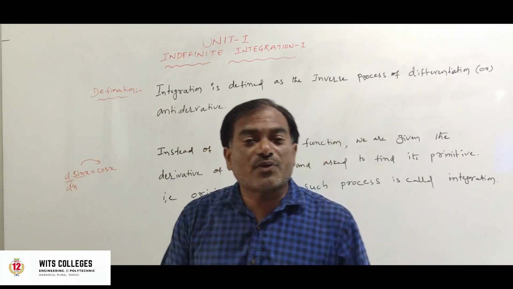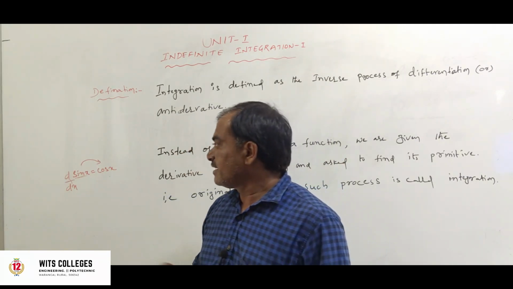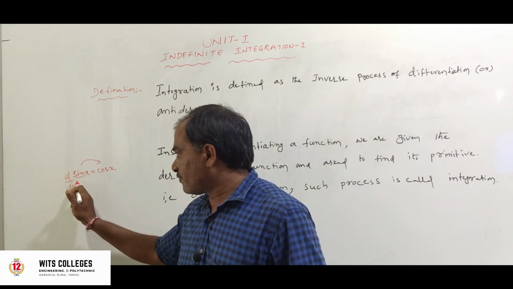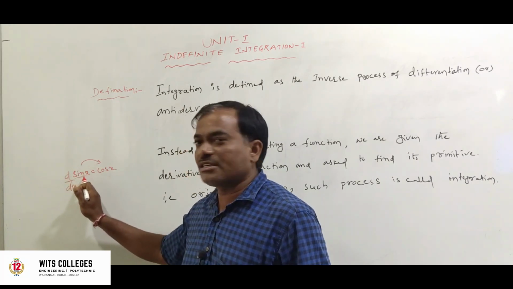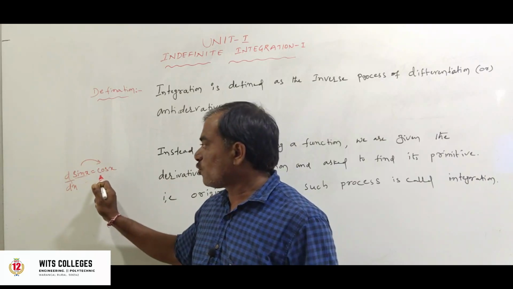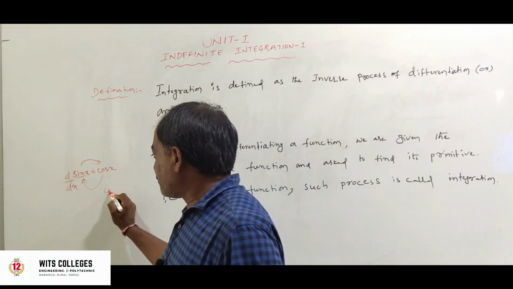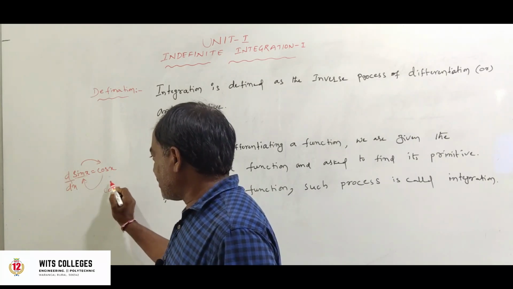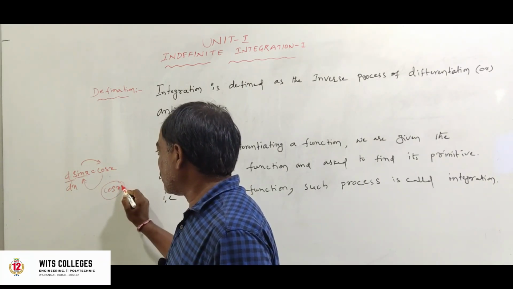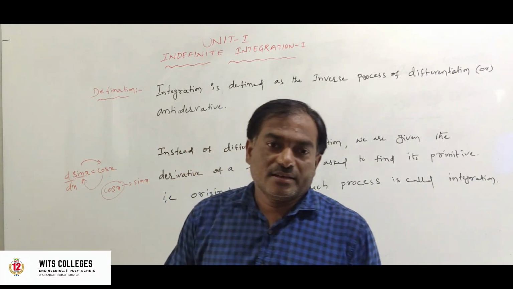The question is, we have to find the original function. Here, this is the original function: the derivative of sin x is equal to cos x. In order to find the original function, by using the resulting function cos x, we have to find the original function sin x.